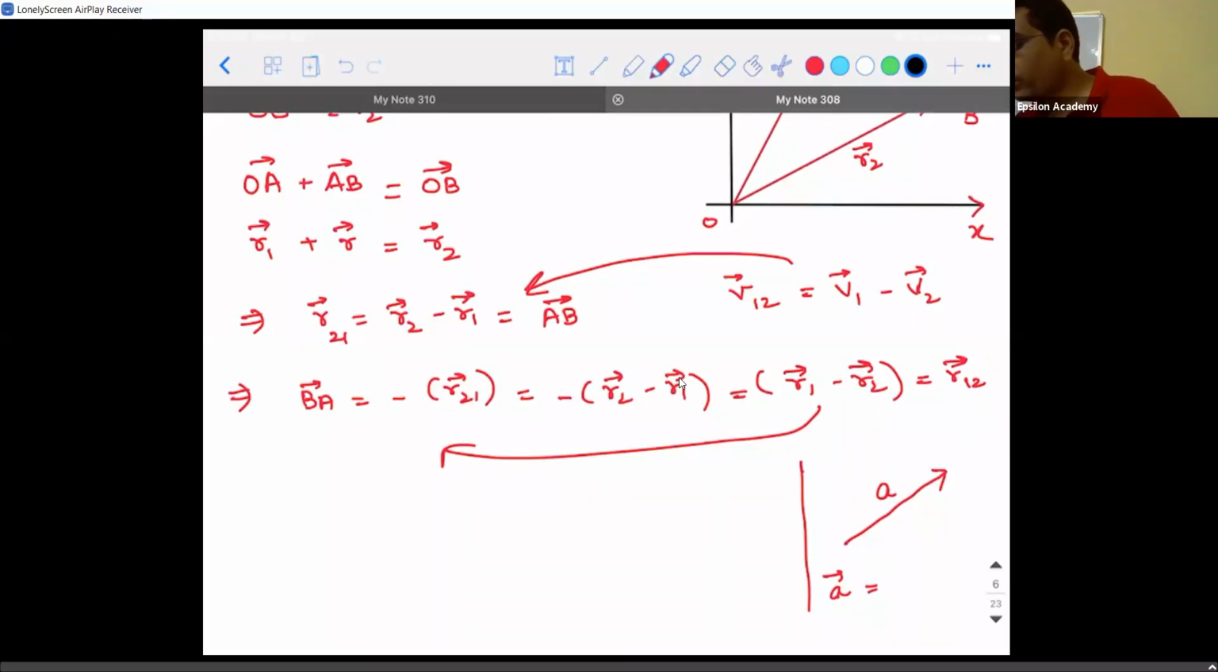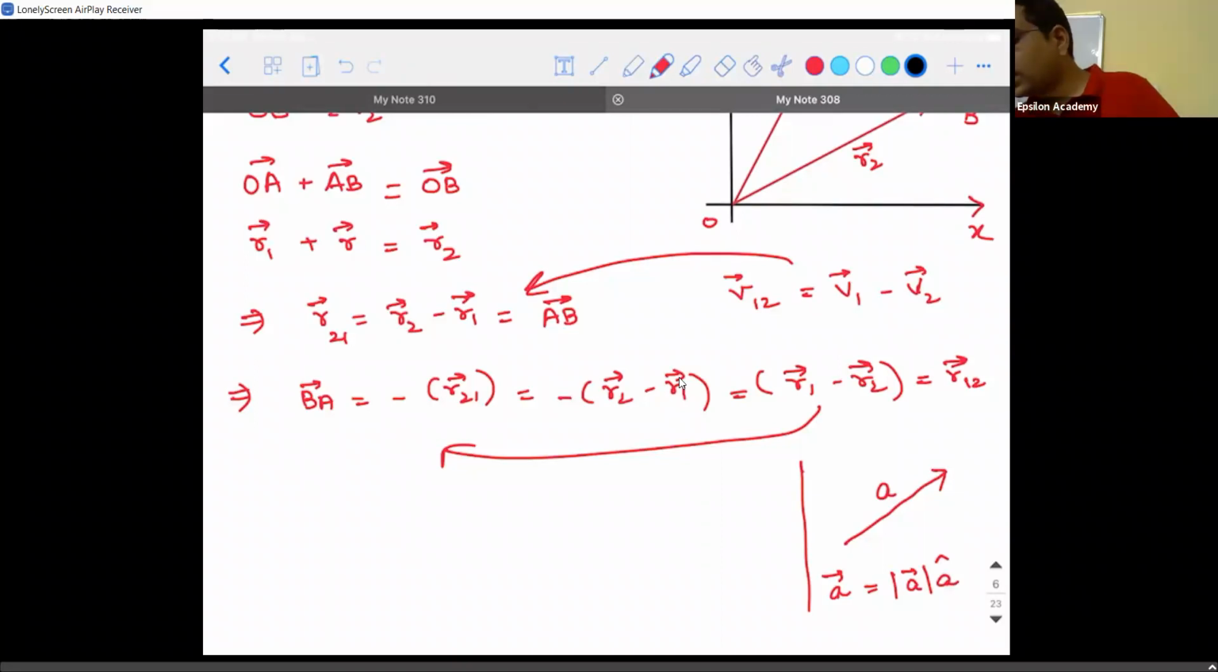It is magnitude of A vector times... So what is the vector which is used to represent direction? It is a unit vector. So I will write it as A cap. Anish, are you able to understand? So A vector is equal to modulus of A vector times A cap. Shashank, clear? No doubt?